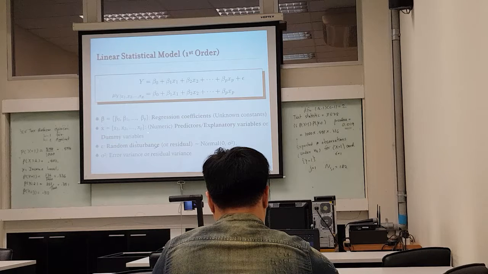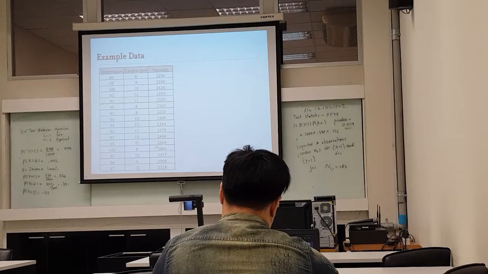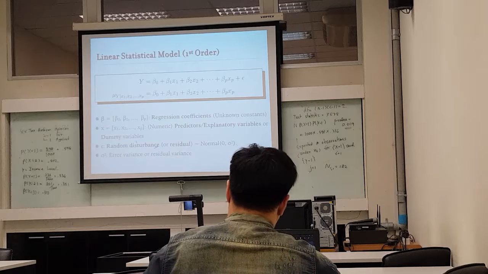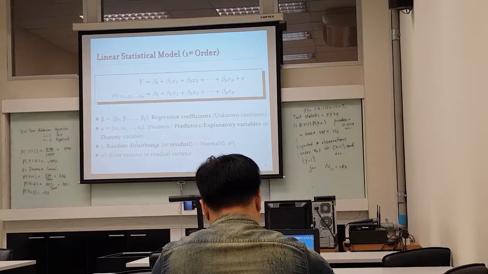X1 to xp are numeric predictors. In this example, you have x1 and x2, so you have two variables or two predictors. Sometimes we call them predictors or explanatory variables. We tend to use predictors because it's shorter. Or it can be some dummy variables, which we'll talk about in a moment. But in general, it's a numeric variable.